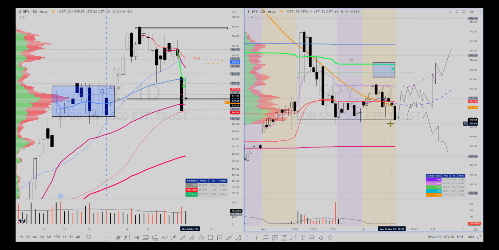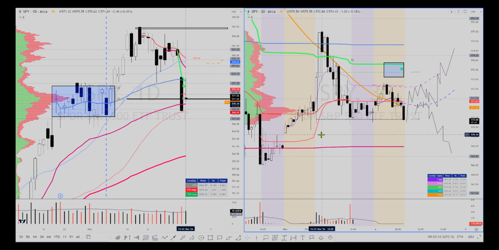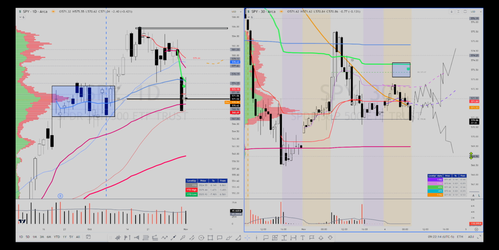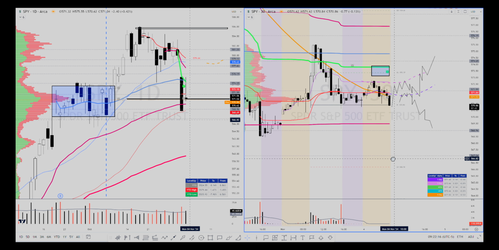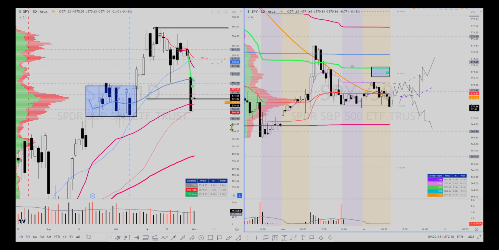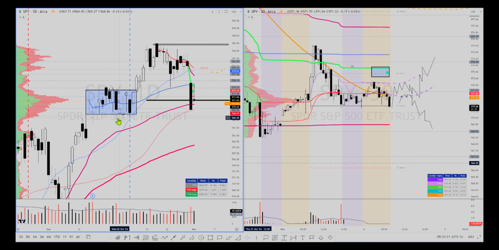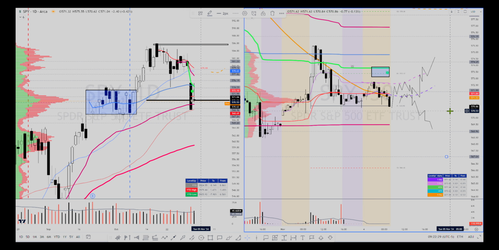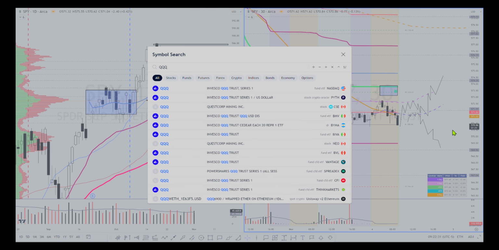Maybe a potential break of this 570 back down to 568.90, and a little bit further decline back down to this 566, 567 area. You could see this was even 565. So that's a SPY map out. Let's get into the QQQ.